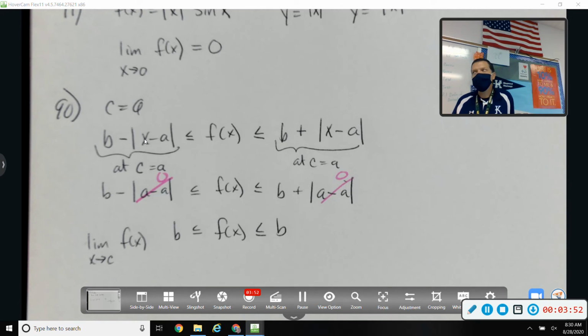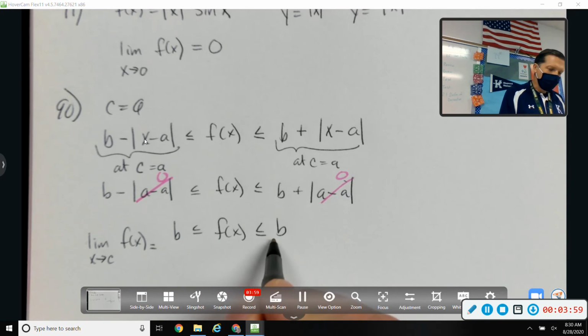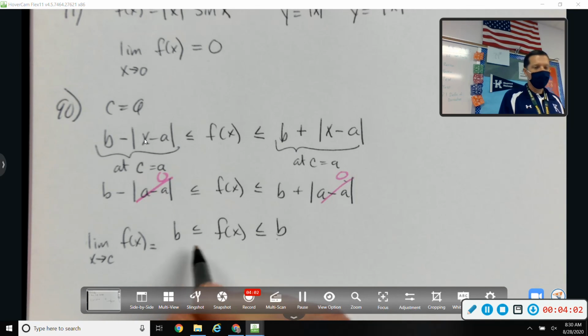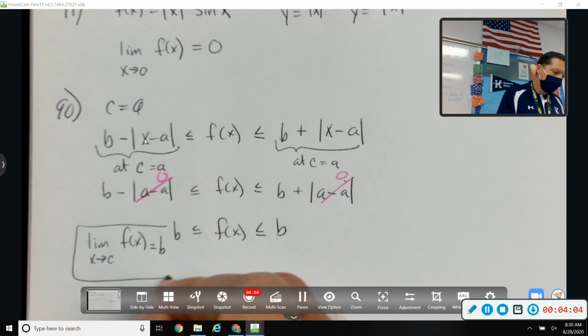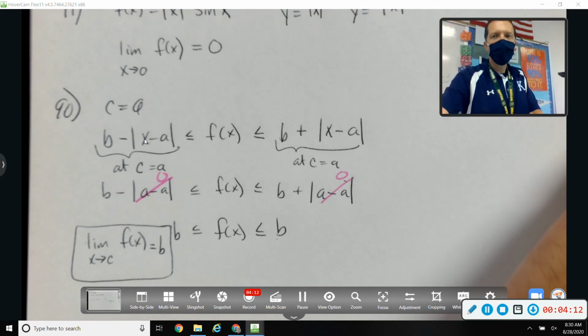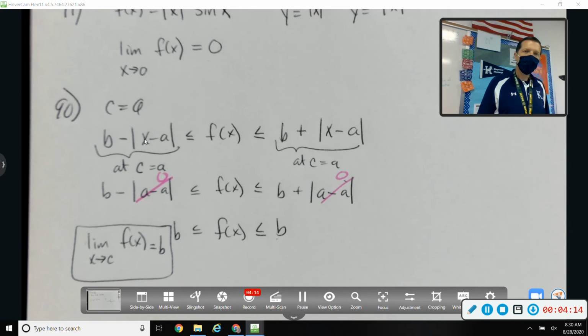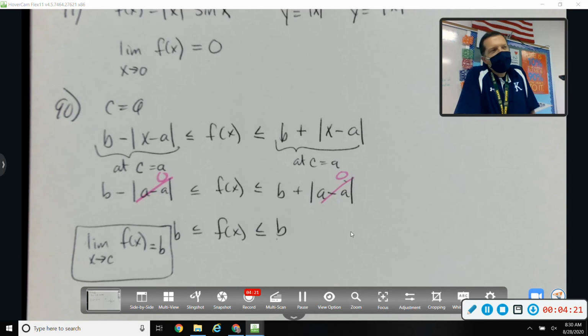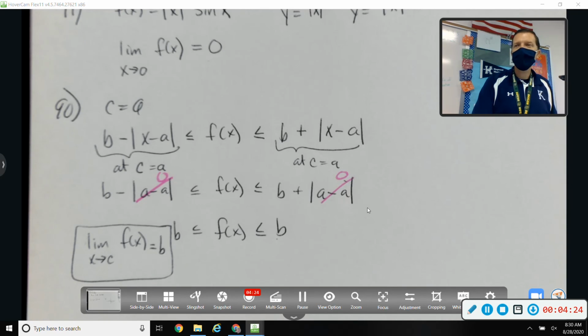So I don't know what's happening with f of x. I just know that it's getting squished at c. It's got to be smaller than b and bigger than b at the same time. So the only place for it to go is b. So sandwich theorem, squeeze theorem, whichever way you want to call it. That's kind of the only way to ask those questions. So it's a nice concept. It's an easy concept. It's just hard to test because there's only so many different ways you can squeeze a function in there.